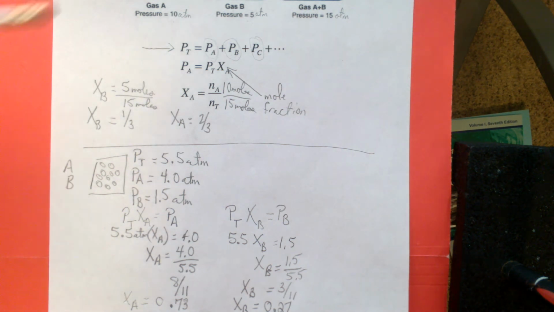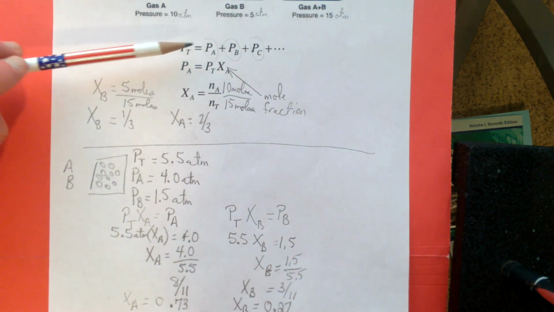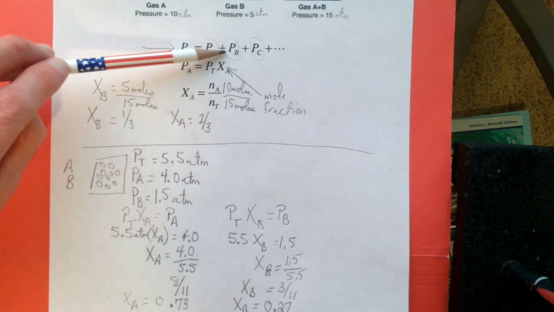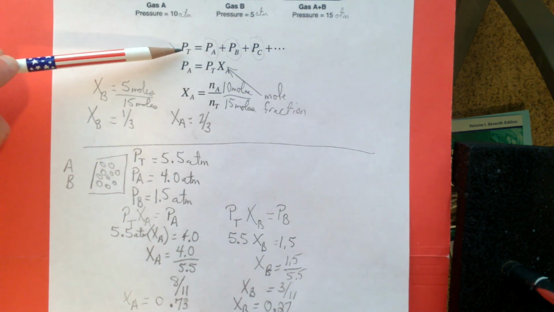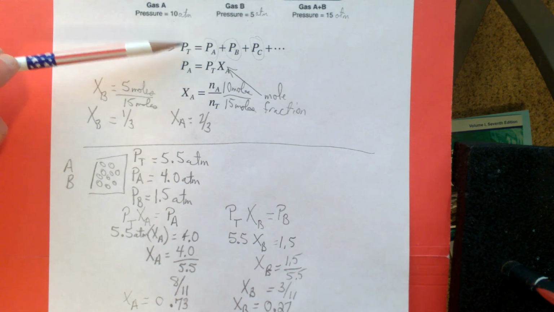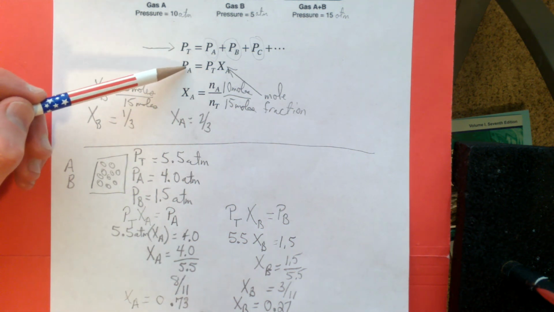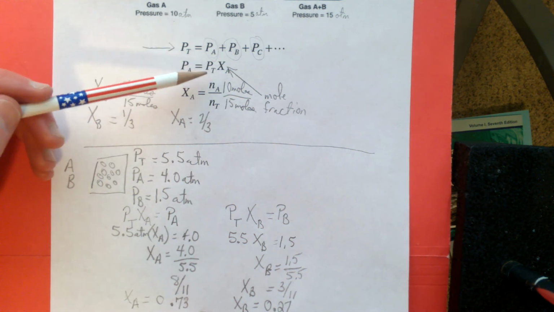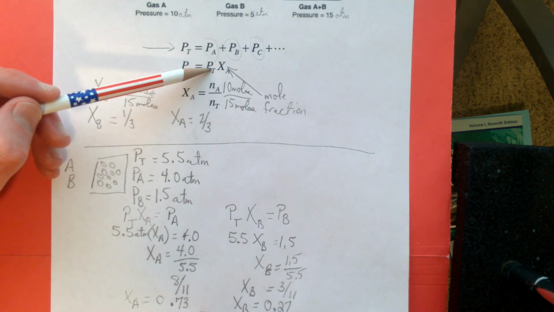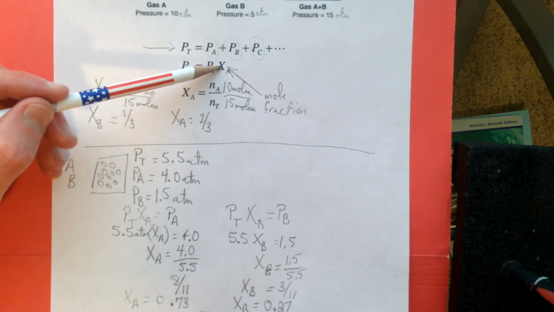So Dalton's law of partial pressure states that the sum of the partial pressures equals the total pressure of a mixture of gases, and that the partial pressure exhibited by each gas is the product of the total pressure and the mole fraction.